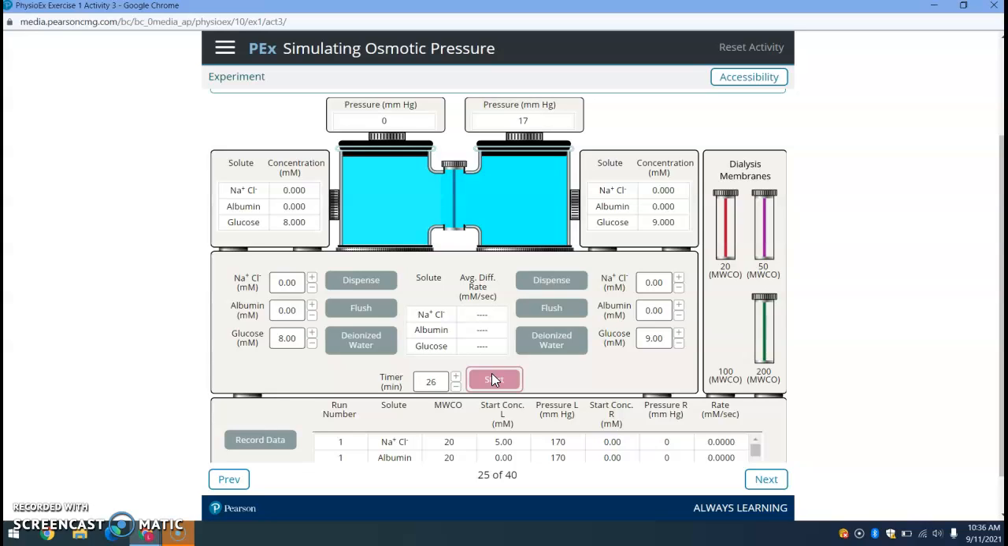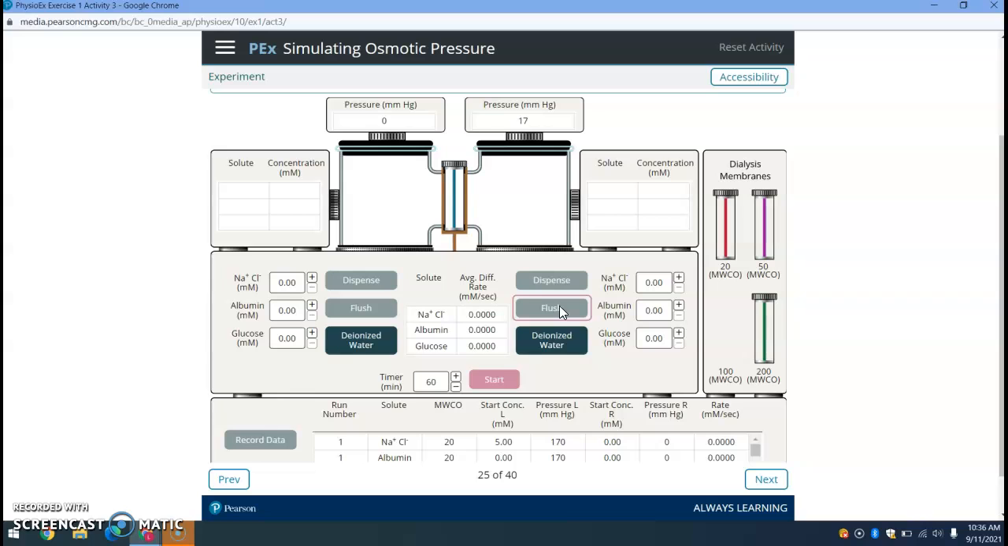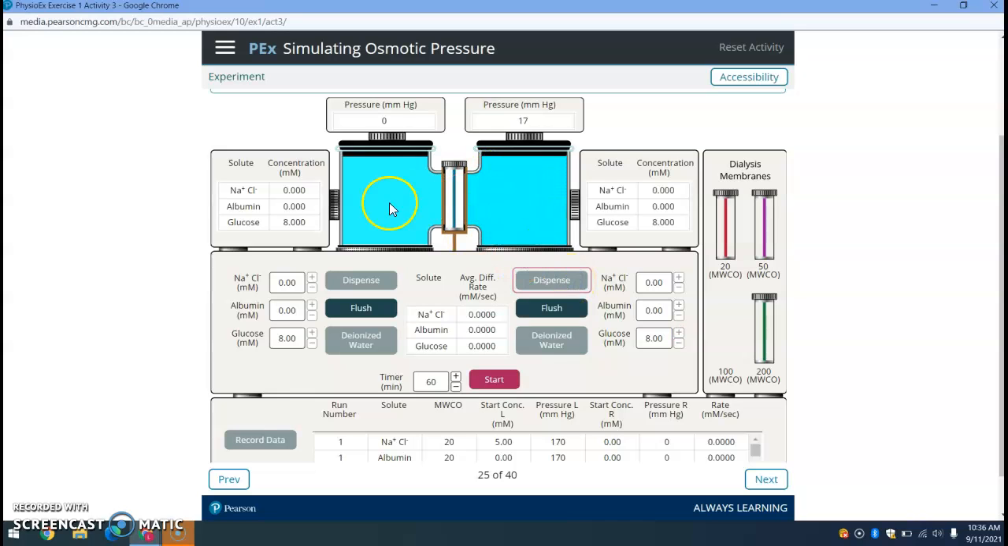Oh, no. I see what I did, I got it at 9 in the right beaker, so I need to start this over. Flush, flush. Maybe my mistakes will help you guys to not make the same ones. But from what I remember, you've got to make it 8 millimoles of glucose on both sides. So the concentration of solute is equal on both sides.